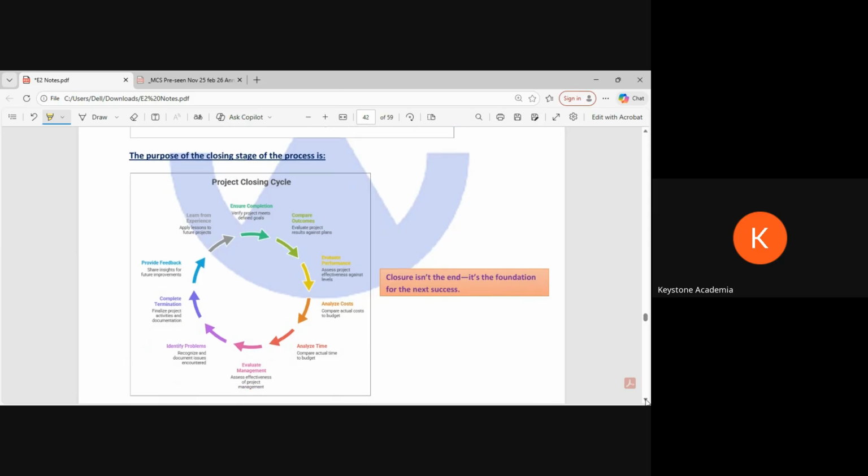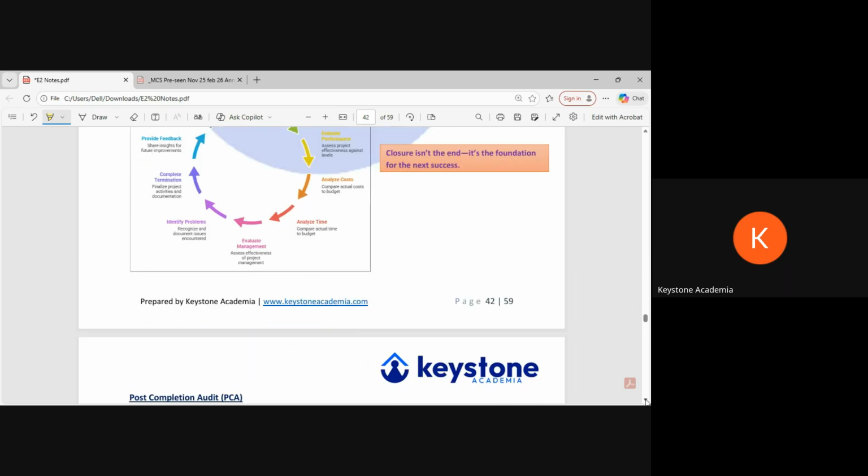Project closing cycle can also help. There is a lot of information. Don't try to learn all of this, it can be overwhelming. Just understand the basics of a project, those three areas: time, cost, and quality. What is a good project? What is not a good project? Why can it fail? How can it be successful? That is more important for you.